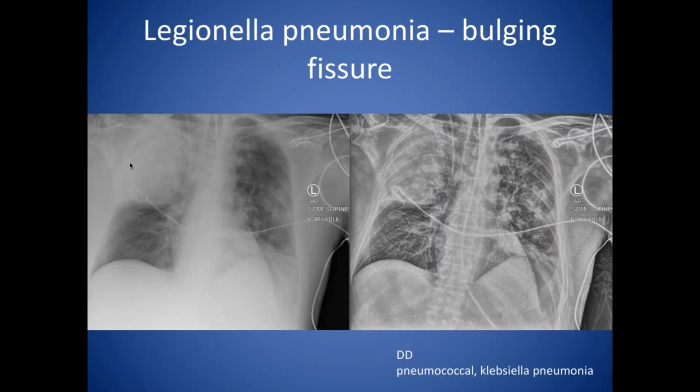Here is a patient who has a right upper lobe pneumonia with a bulging fissure. This was actually due to Legionella, and it's quite a common cause now of the bulging fissure sign. The books originally described this as pneumococcal or Klebsiella, but don't forget Legionella pneumonia, and it's worth mentioning that to the ITU doctors.